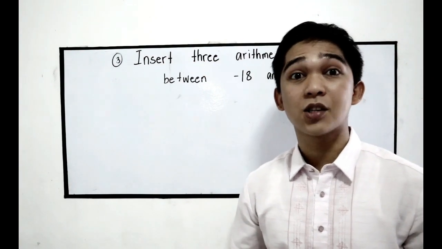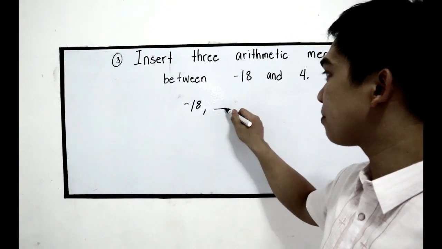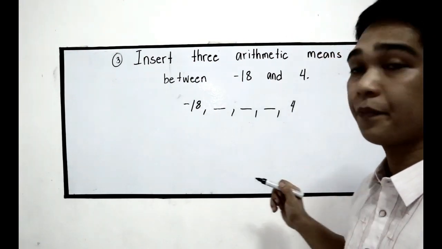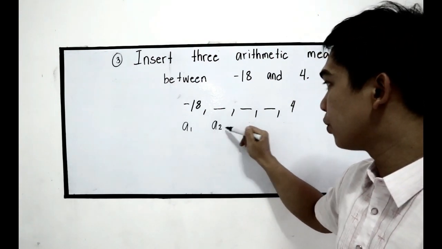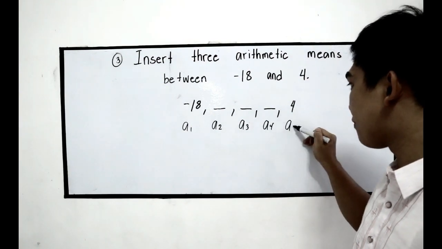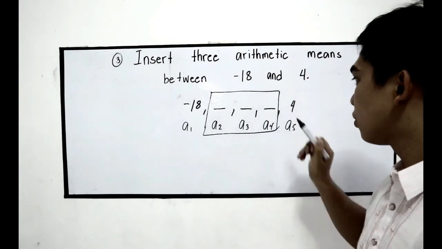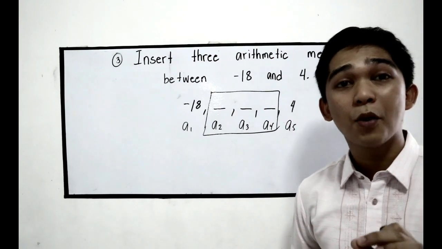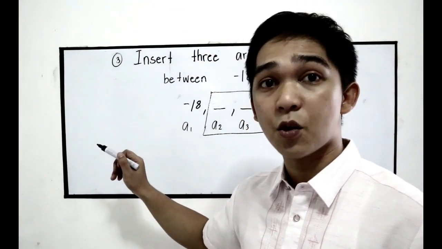So first let us illustrate. Negative 18, then 3 arithmetic means: 1, 2, 3, then 4. That means this will be a1, a2, a3, a4, and a5. We're going to find a2 to a4. Let us find the common difference. To find that, let us use the formula for the sequence.